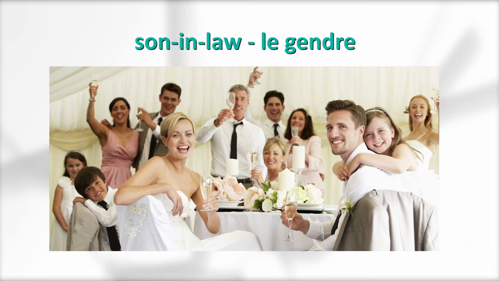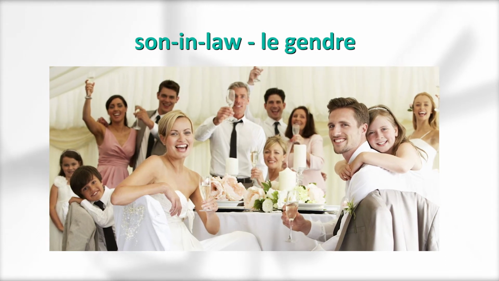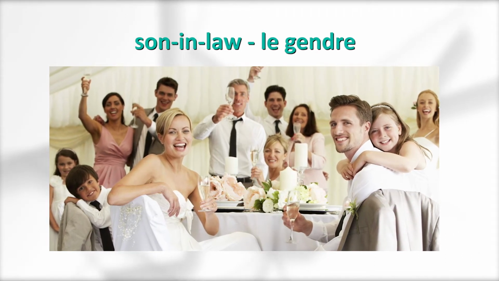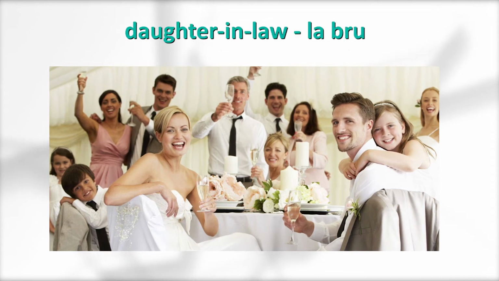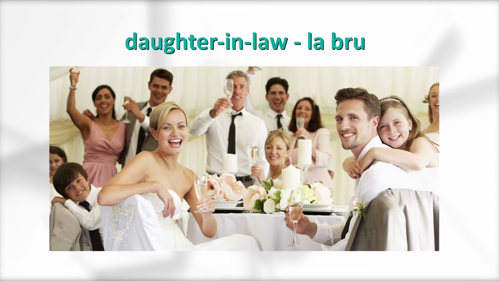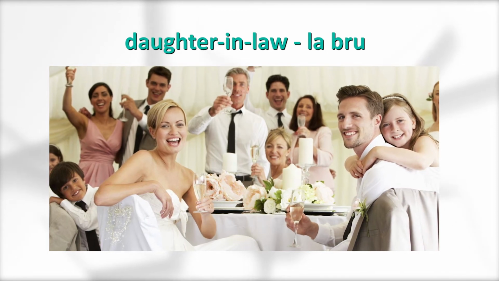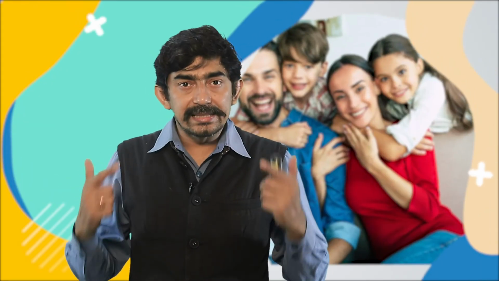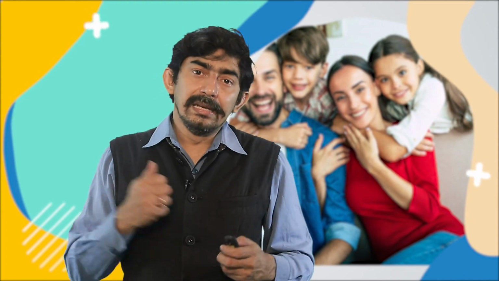For example, a gendre is basically somebody's daughter's husband, and a daughter-in-law, somebody's son's wife, is la bru. So, these are some additional terms: les beaux-parents, la belle-famille, le gendre, la bru.